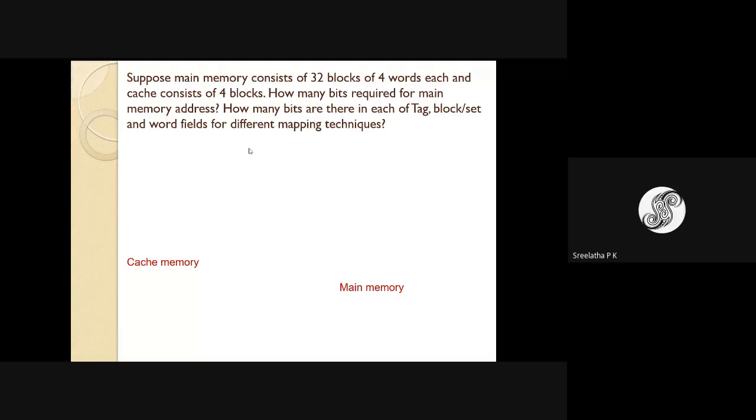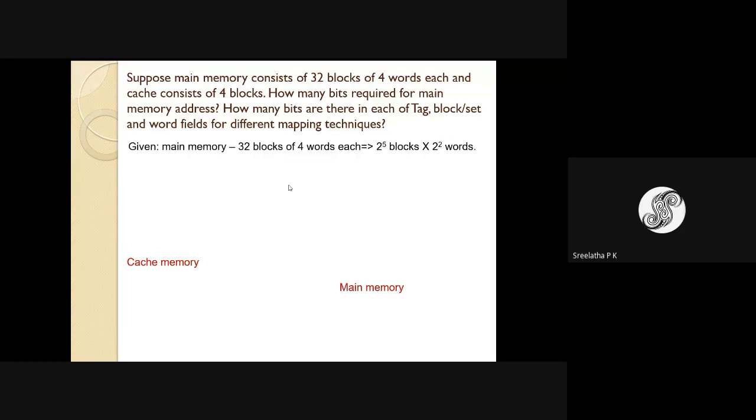Okay. So this is the question: suppose main memory consists of 32 blocks of 4 words each. Okay, 32 blocks are contained, and each block contains 4 words, and cache memory consists of 4 blocks. So it is a very small memory, it contains only 4 blocks. How many bits are required for main memory addressing, and how many bits are there in each of the tag, block or set, and word fields of different mapping techniques?